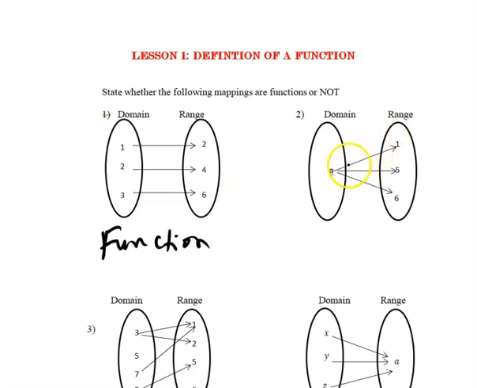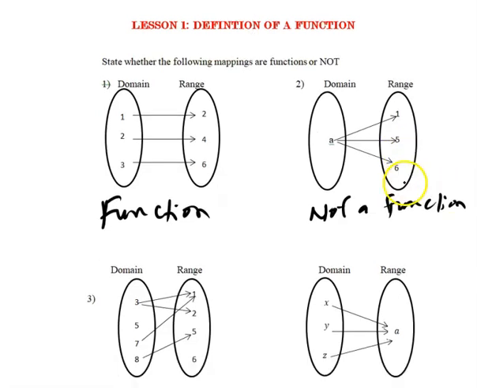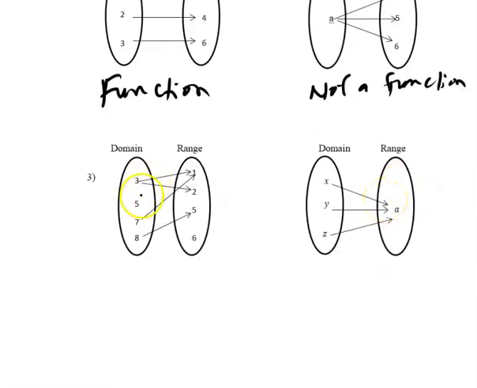Let's look at this one. One element has how many images? One has 1, 2, 3. This is not a function. Not a function. But it's a mapping. Let's look at 3. Each element is mapped to one and only one image. Just the fact that 3 has how many images? 3 is mapped to 1, 3 is mapped to 2. It's not a function.